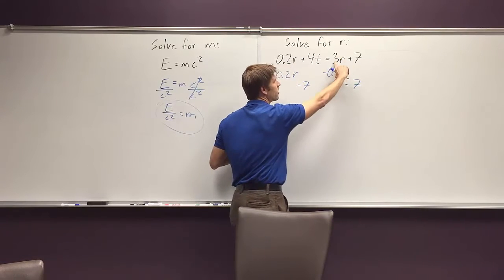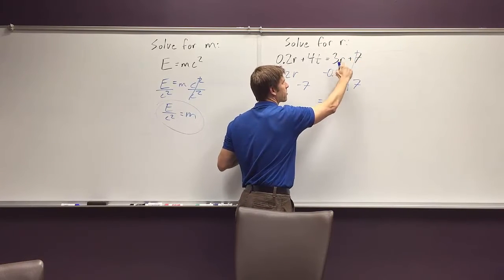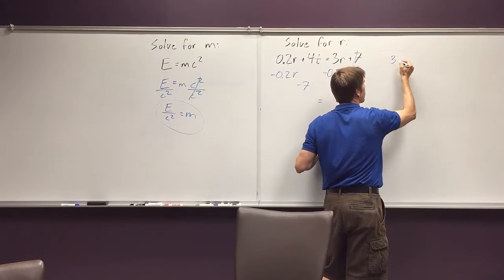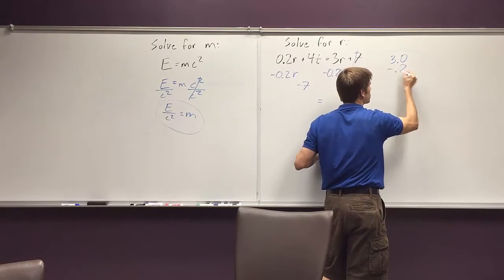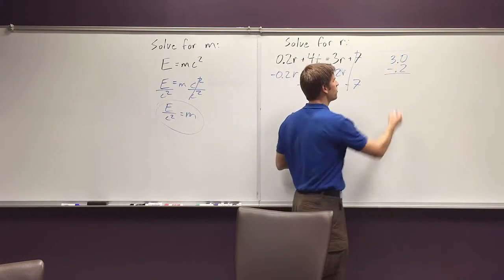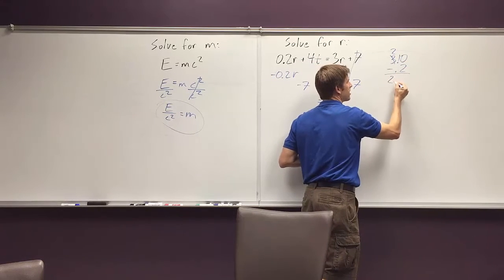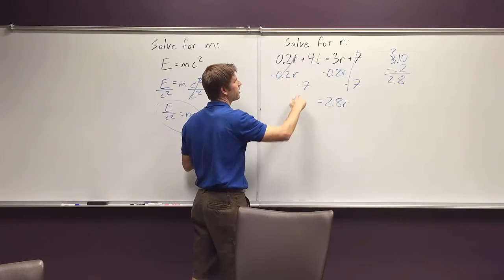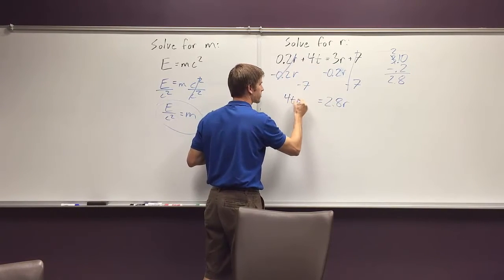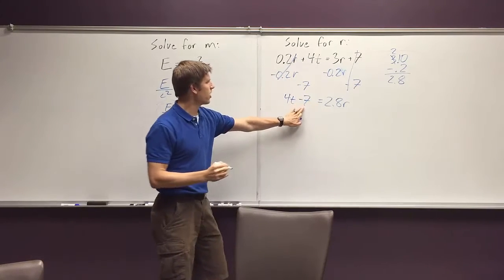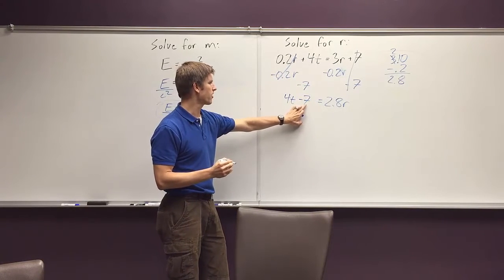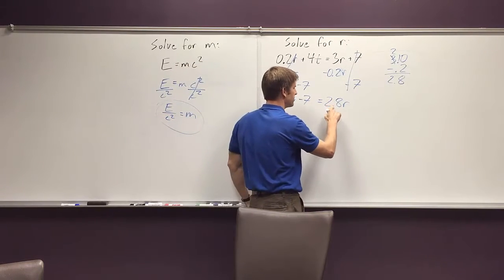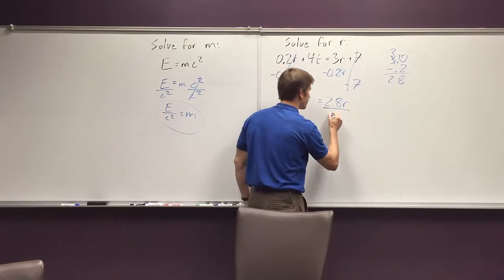So on the right side, notice I have those cancel. I have 3r minus 2/10 r. So what you have there is you have 3.0 minus 0.2. I line up my decimal places, I borrow, and I get 2.8r. On the other side, notice I have 4t and I have negative 7. These are not like terms, so I can't combine them. Okay. Finally, I've got to get my r by itself, so I'm going to divide by 2.8.